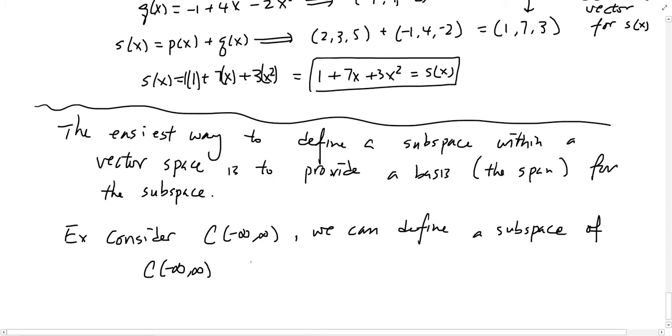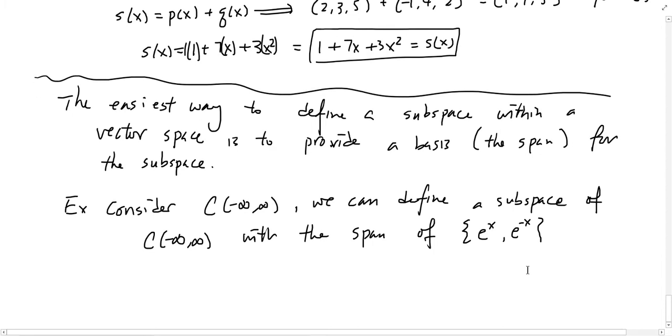So how about we do this? We can define a subspace of z negative infinity to positive infinity with the span of, let's say, these two functions, e to x and e to negative x. These two functions are definitely linearly independent because I cannot multiply one of them to get the other one. And of course, in here, meaning scalar multiple.